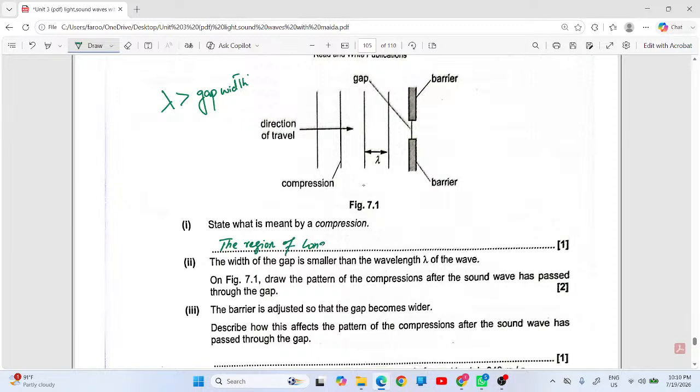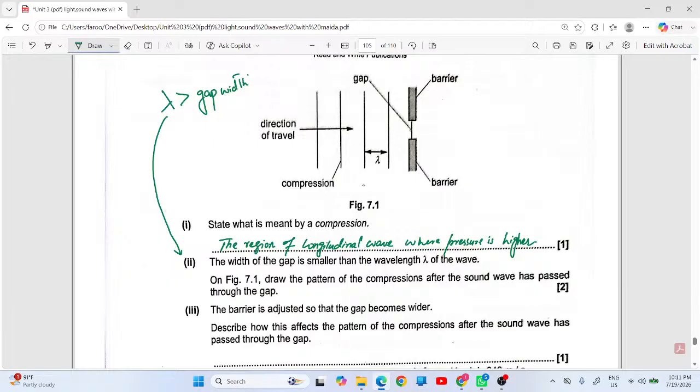The region of a longitudinal wave where pressure is maximum or higher. The width of the gap is smaller than the wavelength. ये इन्होंने mention कर दिया है कि wavelength is greater than the gap. Draw the pattern of the compressions after the sound wave passes through the gap.